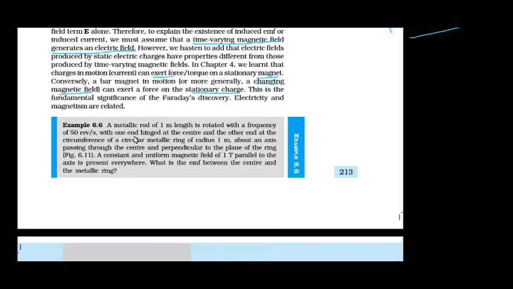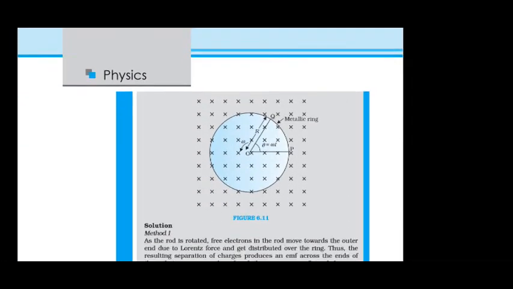So example 6.6. A metallic rod of 1 meter length is rotated with a frequency of 50 revolutions per second, with one end at the center and the other end at the circumference of a circular metallic ring of radius 1 meter, about an axis passing through the center and perpendicular to the plane of the ring, that is figure 6.11. A constant and uniform magnetic field of 1 Tesla parallel to the axis is present everywhere. What is the EMF between the center and the ring? So this is the figure.